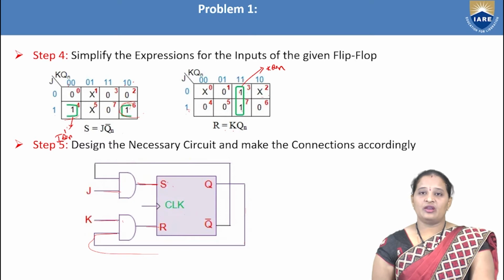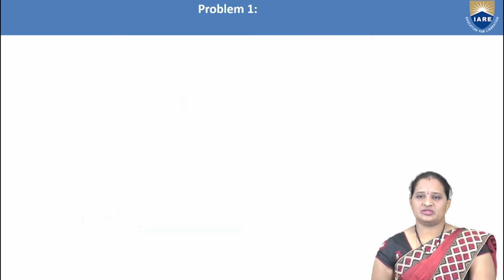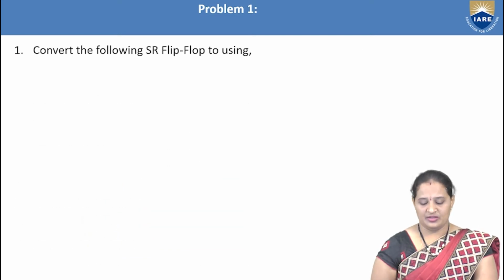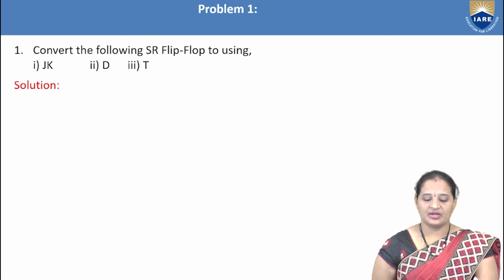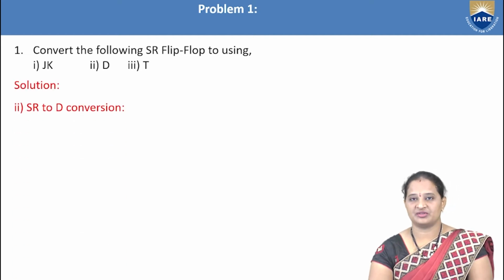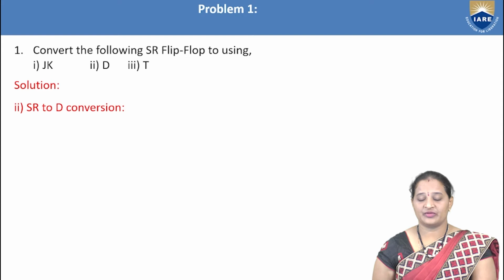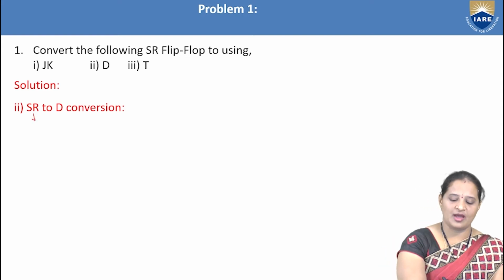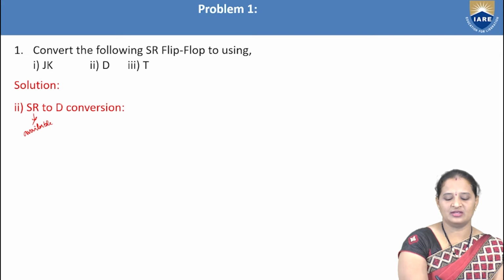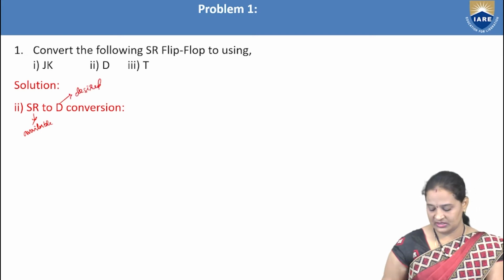So like that you can do any conversion. This is the procedure. Now let us see the next conversion, that is SR to D conversion. So what is the available flip-flop? The available flip-flop is SR, whereas D is the desired flip-flop. So what is step 1?